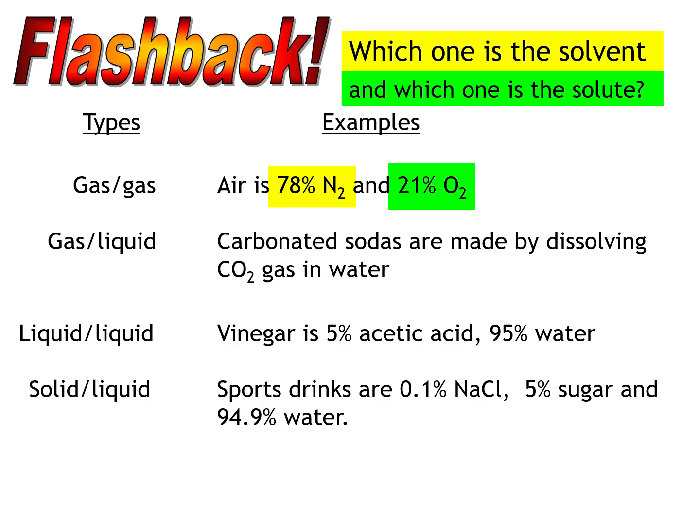Looking at the next example, carbonated drinks are made by dissolving carbon dioxide gas in water. Pretty much gives it away. Water is the solvent, and CO2 is the solute. Liquid-liquid solutions, a very common one would be vinegar. Vinegar is actually a fairly dilute solution of acetic acid, so concentrated acetic acid is way more pungent than vinegar is. We say, all right, we've got 95% water, so that must be the solvent, and then the acetic acid would be the solute.